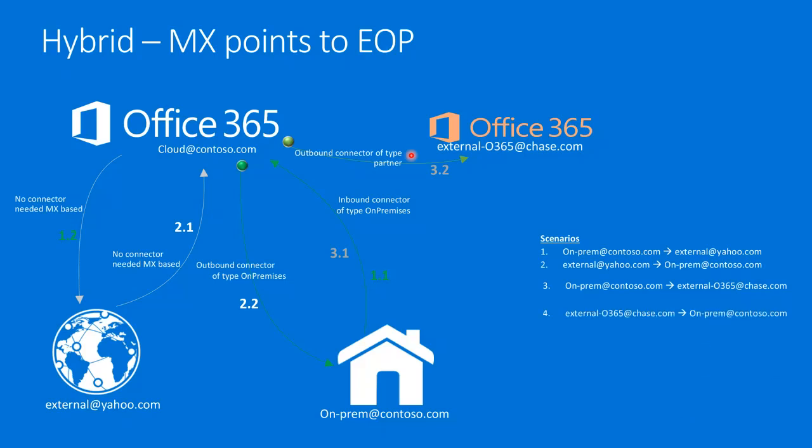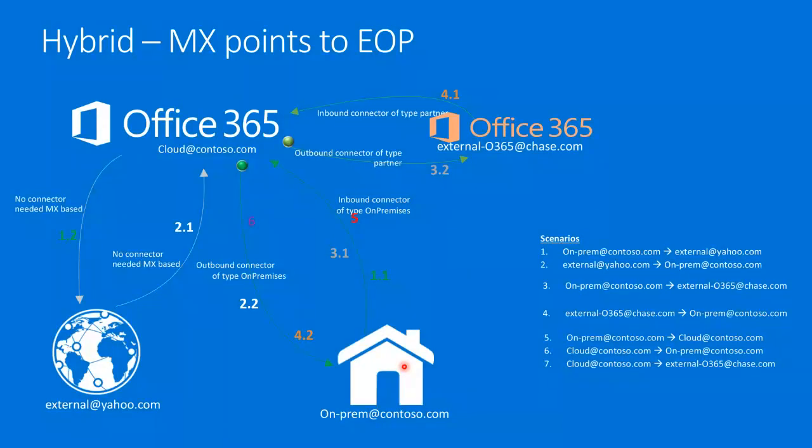Now, an external Office 365 partner domain is trying to send an email to on-premises. Since the MX is pointing to EOP, the email is first received by Office 365, and using the outbound type on-premises connector, it is routed to your on-premises environment. On-premises to cloud doesn't require any other configuration, since we already have the hybrid connectors, which are your inbound connector and outbound connector of type on-premises. Office 365 uses the inbound connector type on-premises to receive that email, and from the cloud, again it uses the outbound connector of type on-premises.